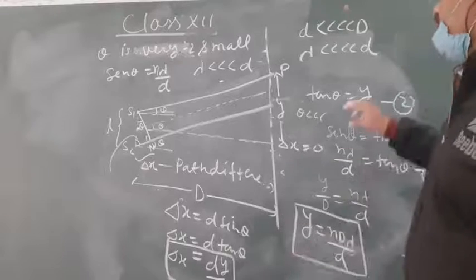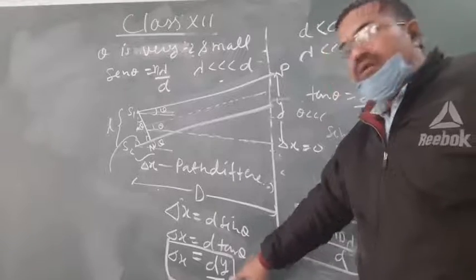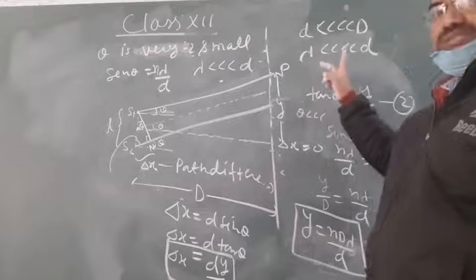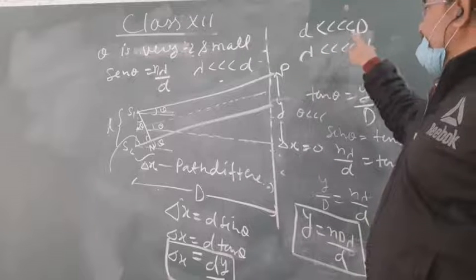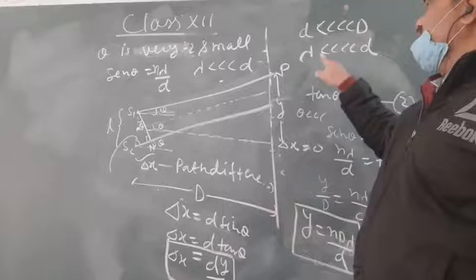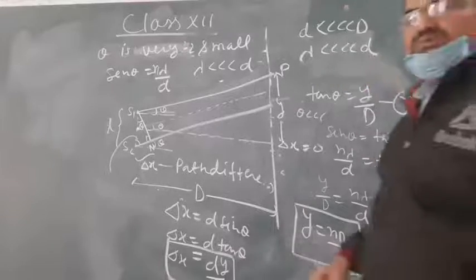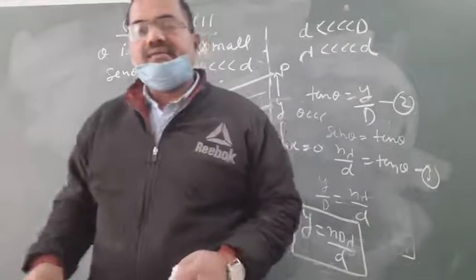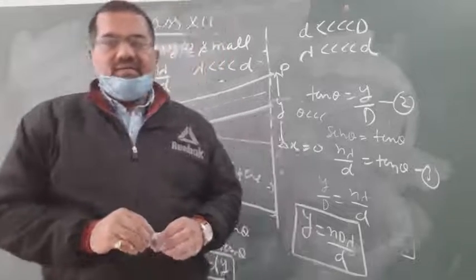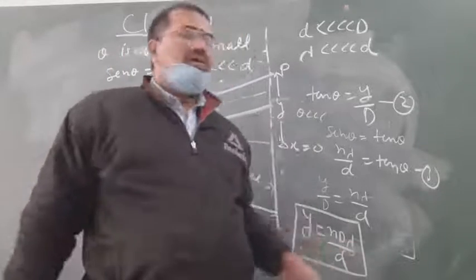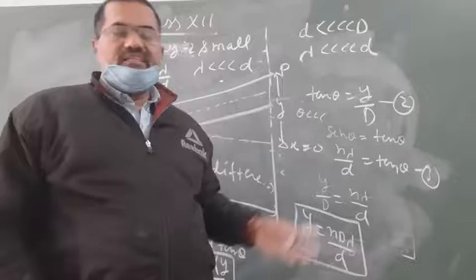And in this formula, two assumptions are used. Small d is much smaller than capital D, and lambda is much smaller than small d. So today's lecture is over right now, and we will discuss further about Young's double slit experiment. Thank you.